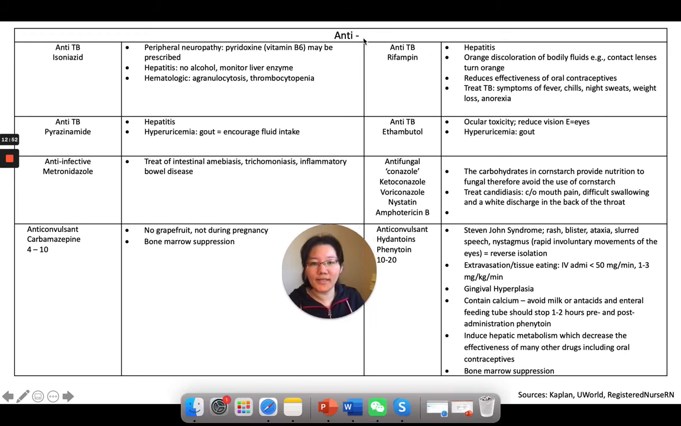Here we got anti. So here is anti-TB, tuberculosis, anti-infective, antifungal, anticonvulsant. So I categorize according to the ANTI. And then these adverse effects and side effects we need to know.